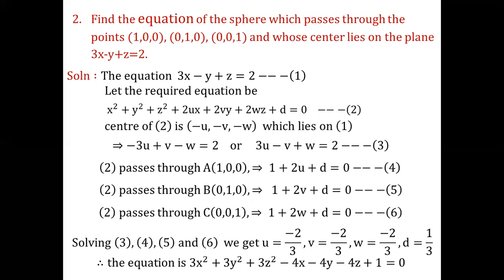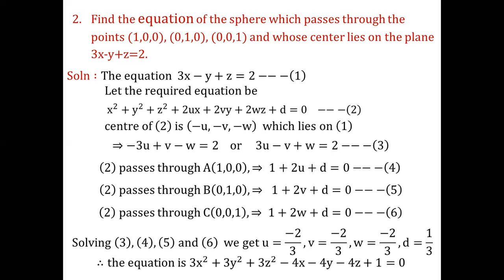Let the required equation of the sphere be in the standard form. We take it as x square plus y square plus z square plus 2ux plus 2vy plus 2wz plus d equal to 0. Call it equation 2.